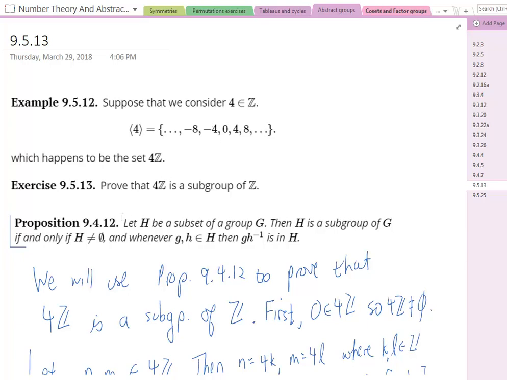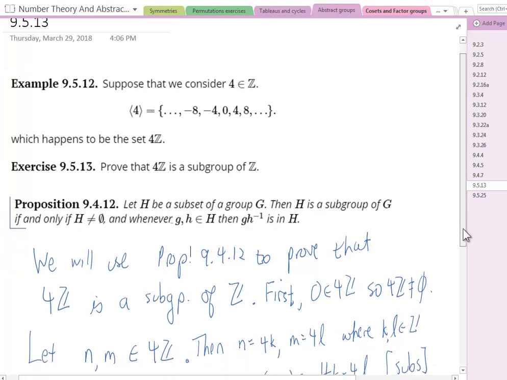So I'm going to go back and use a proposition from 9.4.12, which says, let H be a subset of a group G, then H is a subgroup of G if and only if H is non-empty, and for any two elements g and h in this subset H, then gh inverse is also in H. All right, so two things you have to prove. If you have a subset of a group, you have to show the subset's non-empty, and that any two elements g and h, then gh inverse is in H.